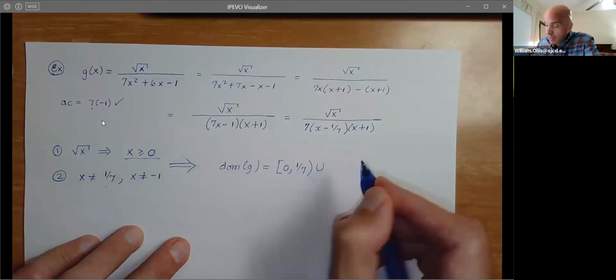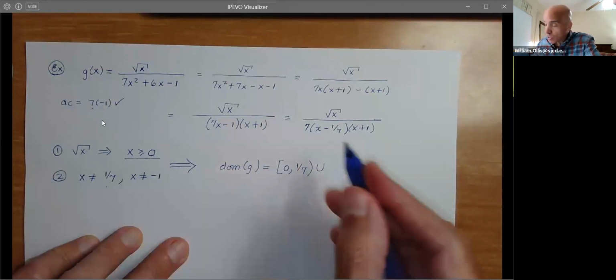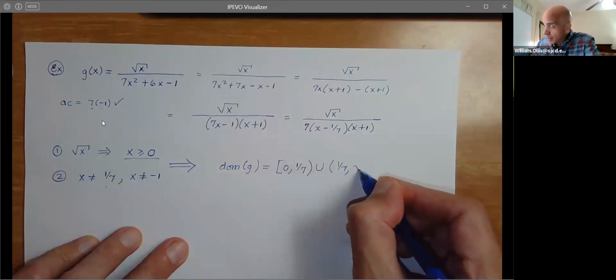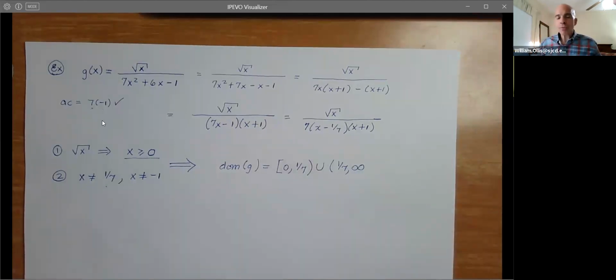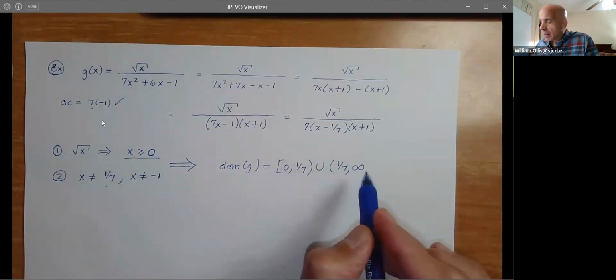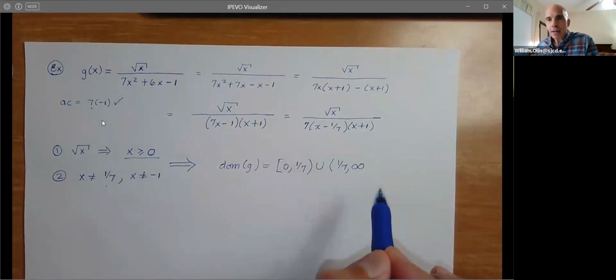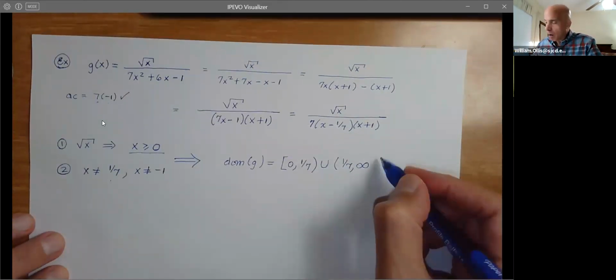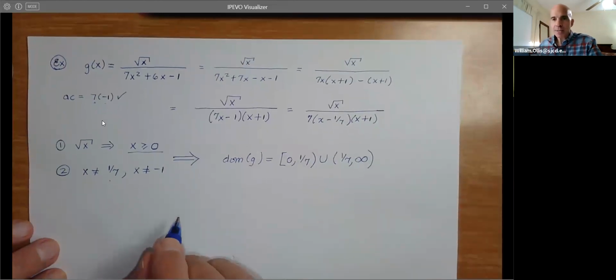Union, and now we're thinking we still need all other positive numbers, so we have to repeat this again, 1/7 out to infinity. Now, here's one thing that I find that students often have an issue with. Ladies and gentlemen, infinity is not a number. It is simply a behavior, so to speak. We think of infinity as just being out into the stratosphere that exceeds any number we can come up with. And so we can't bracket it. All we can do is use a parenthesis.